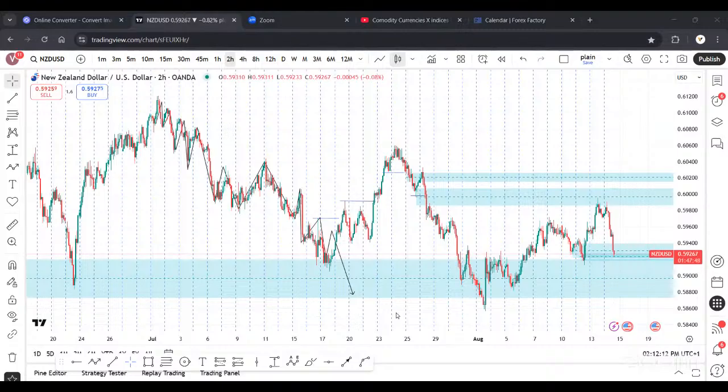Okay, so that is it for NZDUSD and AUDUSD. This is supposed to be quite short as it is a recap, but let's take a quick look at USDCAD before we go into indices.